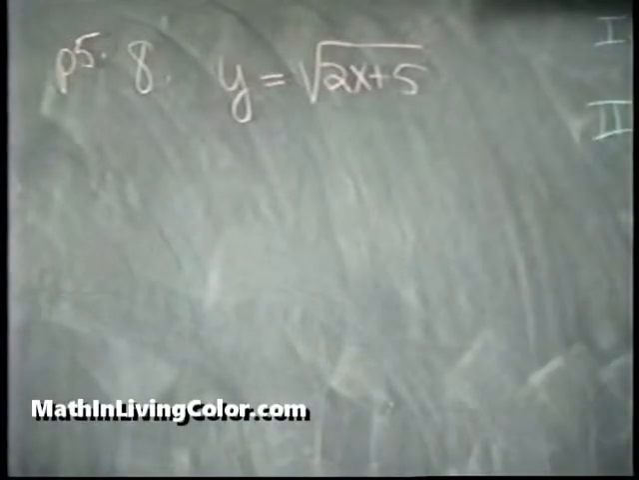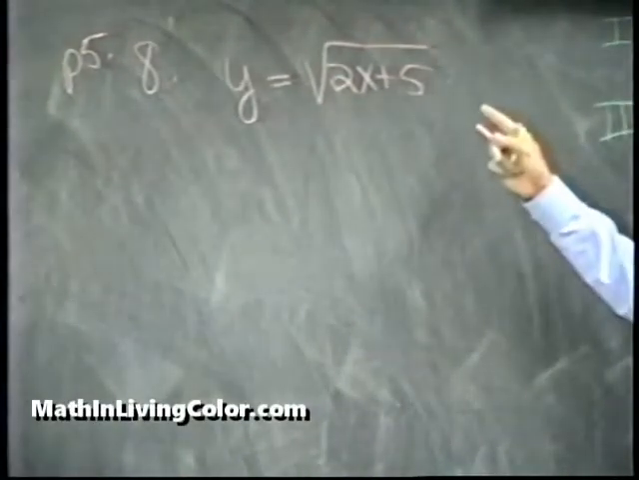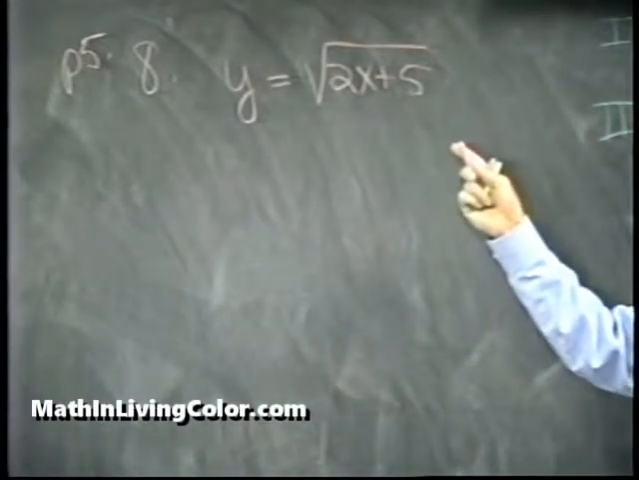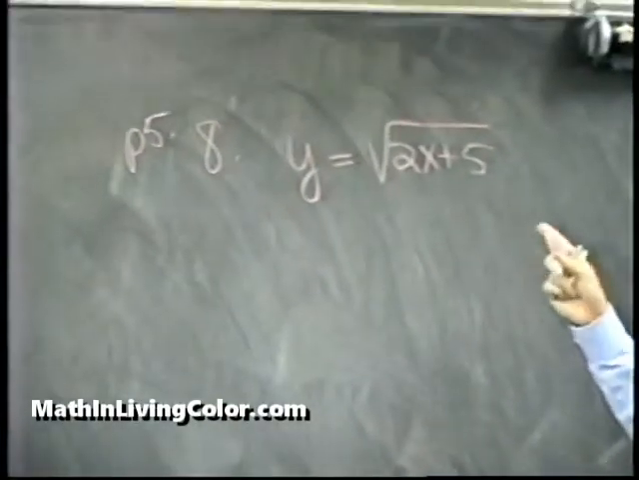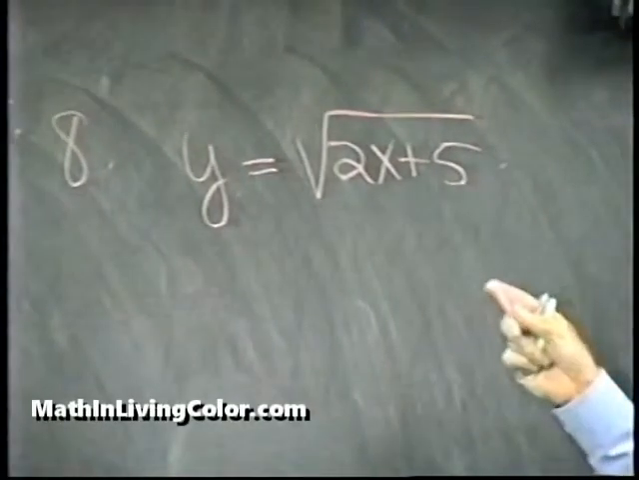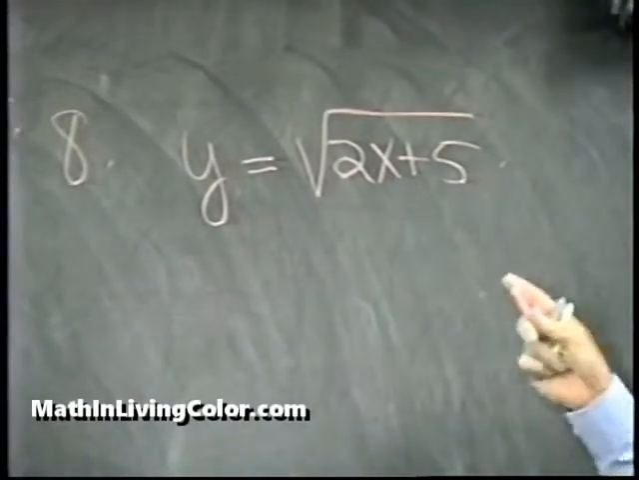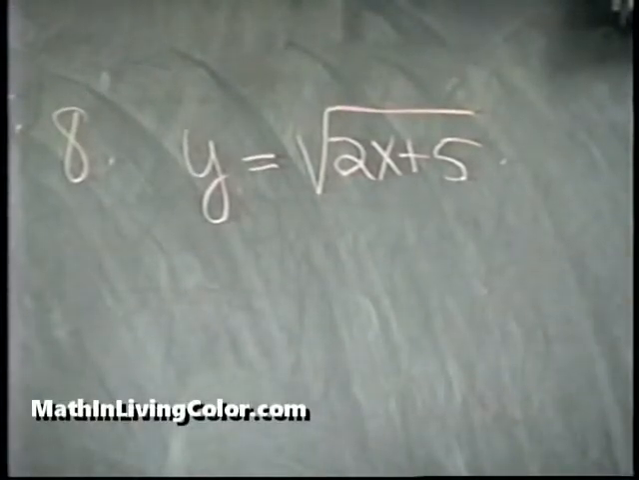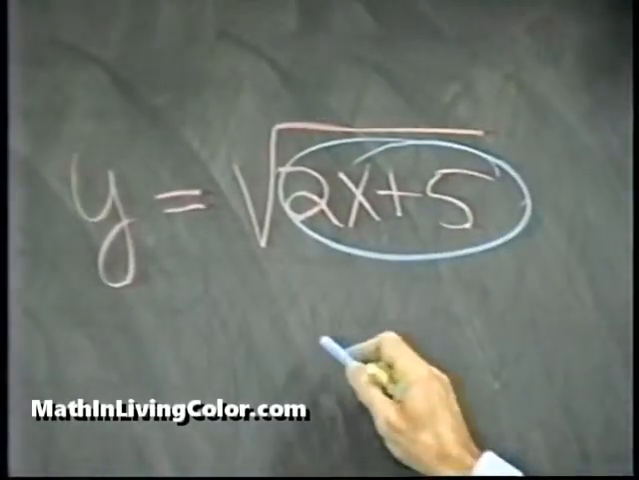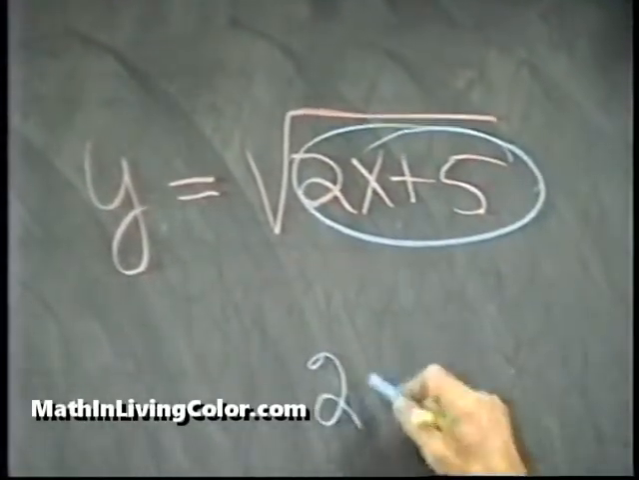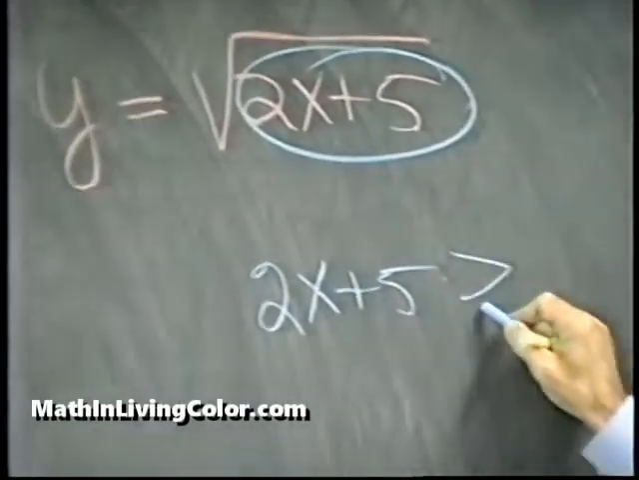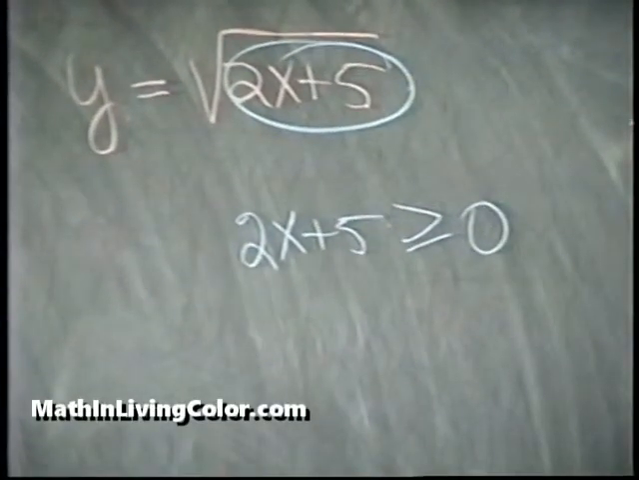Find the domain. Now, first thing I look for, I say, is there a denominator in this problem? There's not, is there? So I don't have to worry about denominators. But what is there in this problem that I have to worry about? There's a square root, okay? So to find out what values of x are allowed in this problem, I have to say there's a restriction here because it's in a radical. That restriction is 2x plus 5 must be greater than or equal to 0, okay?